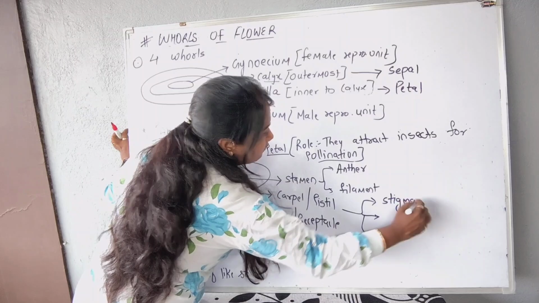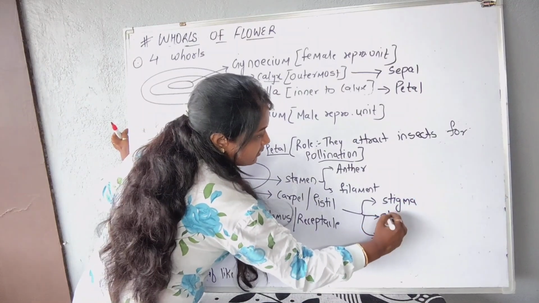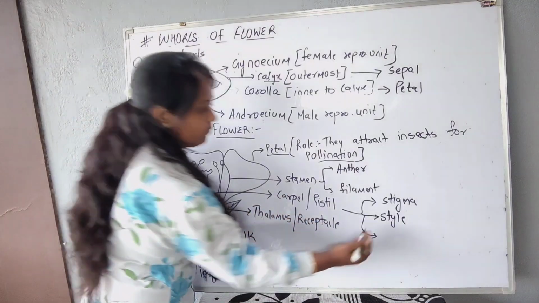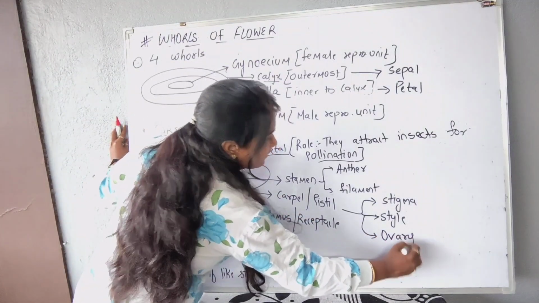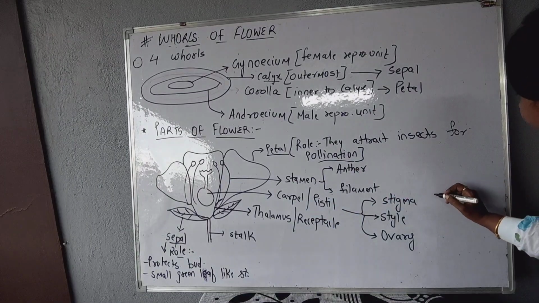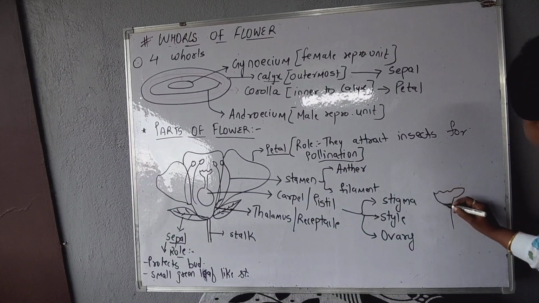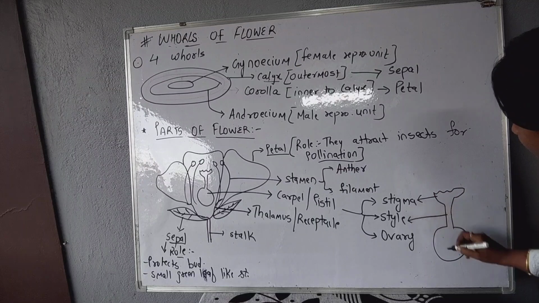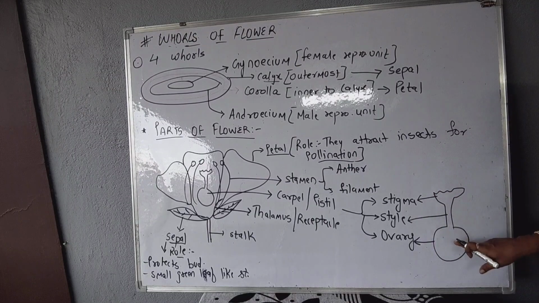Uppermost is the landing platform for pollen grain, the stigma. Style is a long tube connecting the stigma to the lower bottom portion, that is the ovary. You can draw a small diagram here to understand. Stigma, style, ovary. This is stigma, this is style, and this bottom is the ovary.